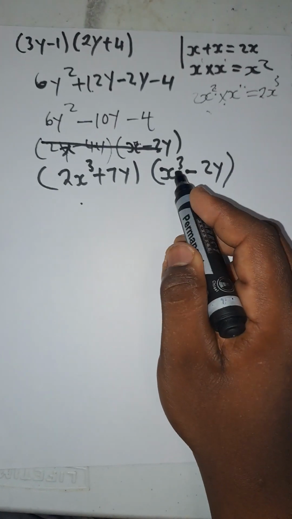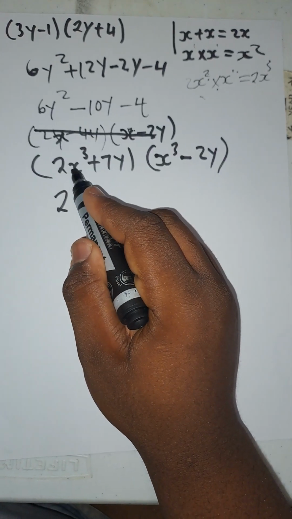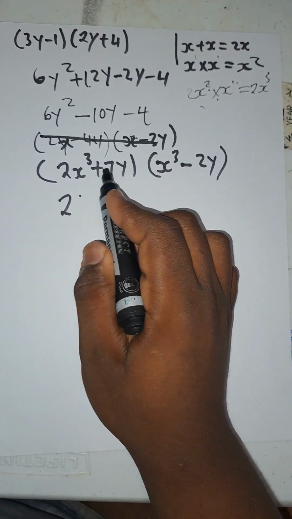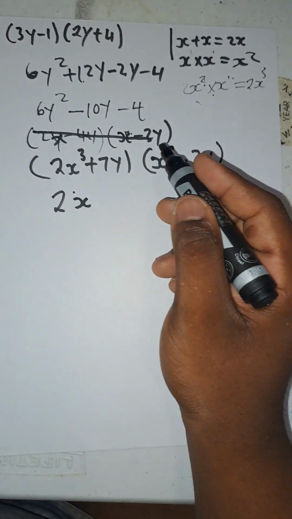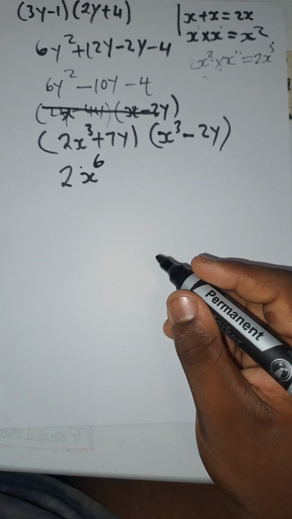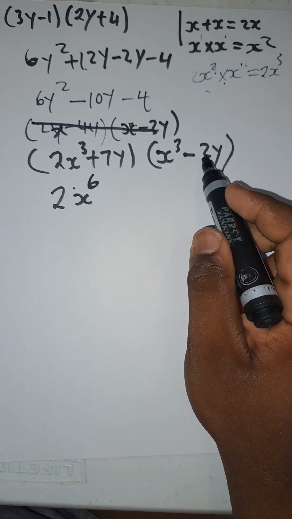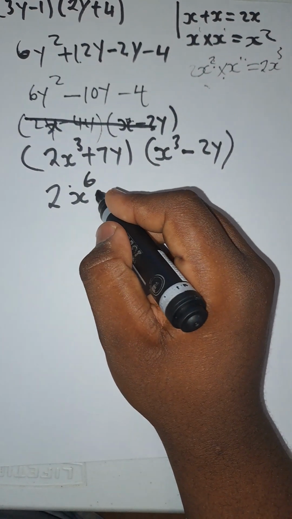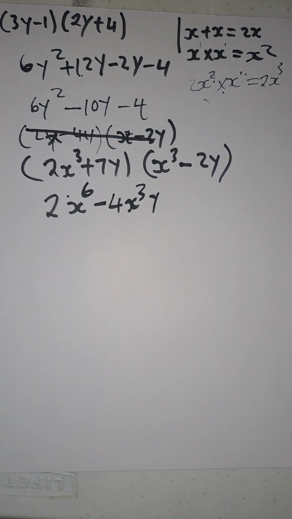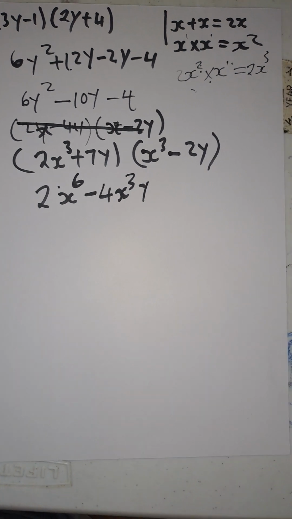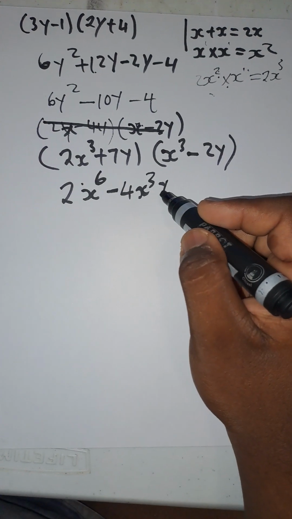2x cubed times x cubed, it is 2. You're gonna write your 2 here, but check something. X cubed and x cubed, these are the same basis. So I'm gonna write my x there. What are my exponents? 3. So you're gonna add exponents. So it's gonna be 2x to the power of 6. Can you see it? Now we are gonna continue. 2x cubed times negative 2y, it is gonna be what? Negative 4x cubed y. Okay, so now in this case we are basically taking our alphabetic order, because now x comes before y. So that's why I wrote it in this way.